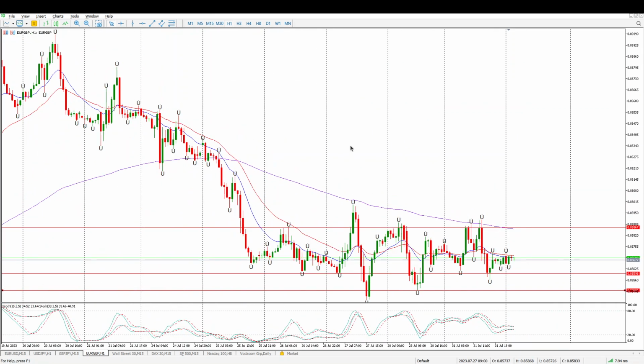I think the dollar has got some interesting setups on it, so that's probably well worth watching. Or alternatively, the yen pairs would definitely be something to pay attention to today as well.